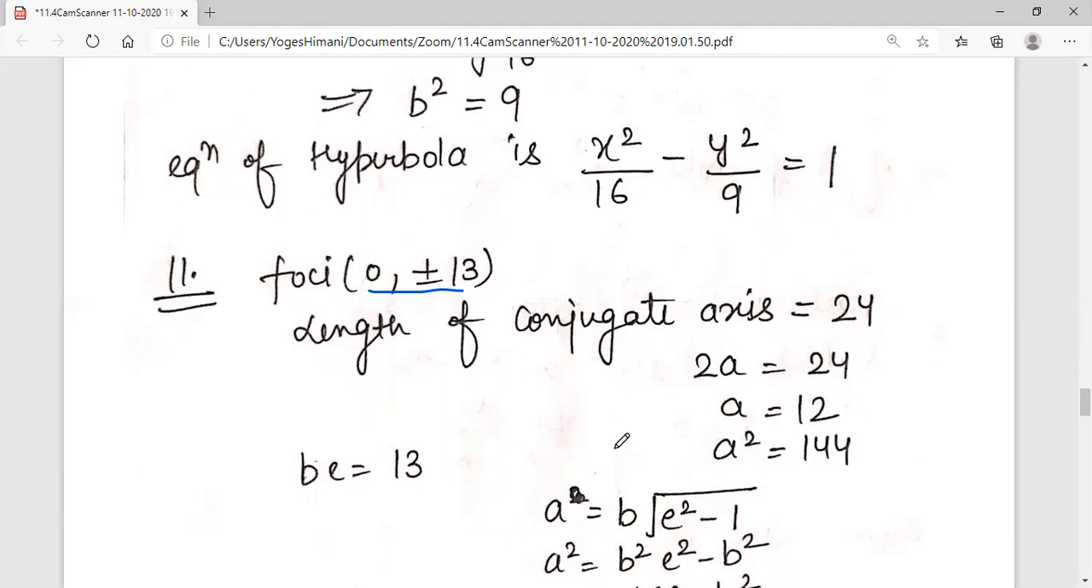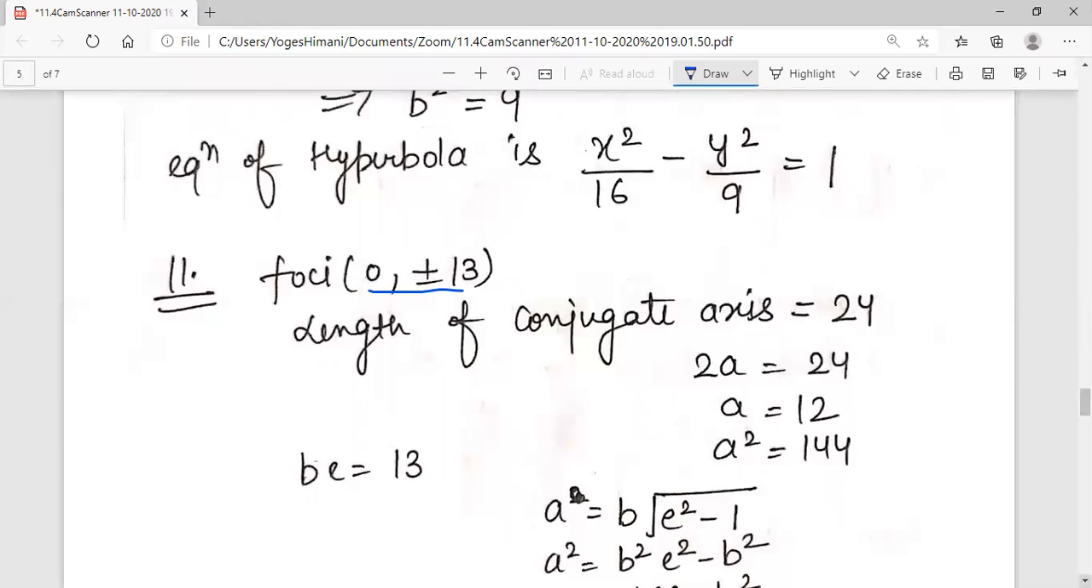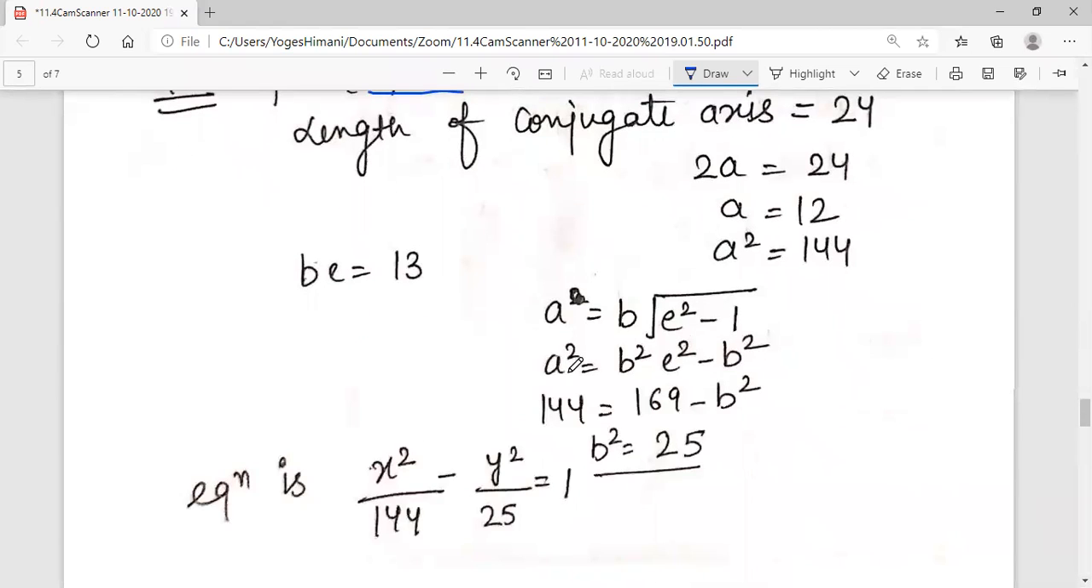I need the value of b, but here the focus point is given, that is 13. What I will do is derive the formula of a only, because my hyperbola is on the y-axis. Then what is the formula? a is b under root e square minus 1. Do squaring on both sides. You will get a square is equal to b square into e square minus 1. Now what you will do here, you will put the value of a square 144, and b square e square value from here, the be value is 13. What will the square value be? 169 minus b square. b square will go to the left hand side, 144 will come to the right hand side. The b square value came 25.